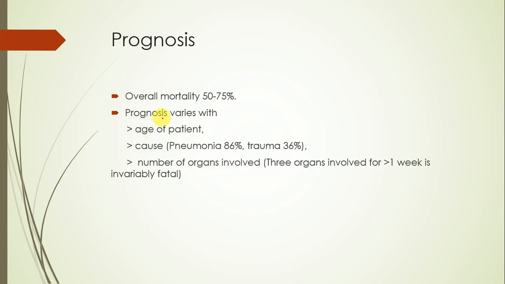Prognosis is actually bad. The mortality is more than 50%, and in some cases it can reach about 75%, which means that every 3 cases out of 4 would die. It all depends on some factors, including age, cause, and the number of organs involved. And the more, the worse.